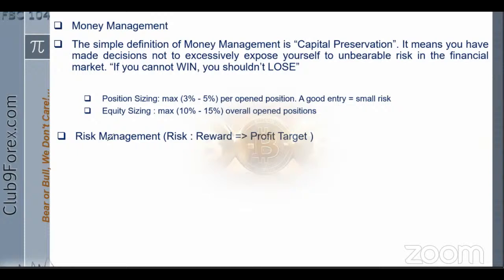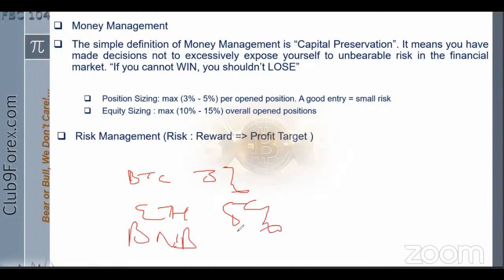So what I'm saying here in essence is very simple. Let's say, for instance, that you bought some BTC, that's some Bitcoin, and you risked about 3% to take that trade. And then you decide to buy Ethereum, and you risk about 5% of your account to take the trade. And say you have decided to buy BNB, that's Binance Coin, and then you risk about 5% again on that.